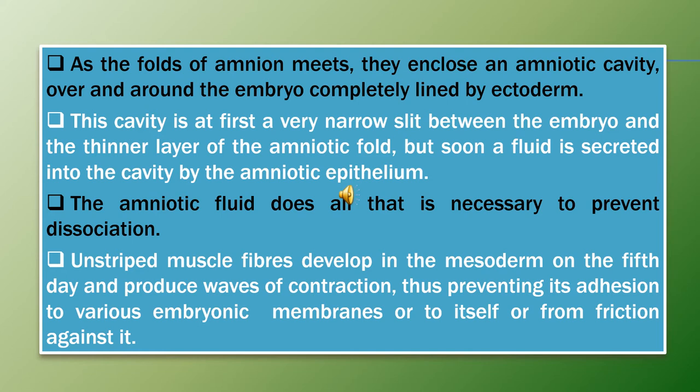This cavity is at first a very narrow slit between the embryo and the thinner layer of the amniotic fold, but soon a fluid is secreted into the cavity by the amniotic epithelium. The amniotic fluid does all that is necessary to prevent dissociation. Unstriped muscle fibers develop in the mesoderm on the fifth day and produce waves of contraction, thus preventing its adhesion to various embryonic membranes or to itself, or from friction against it.